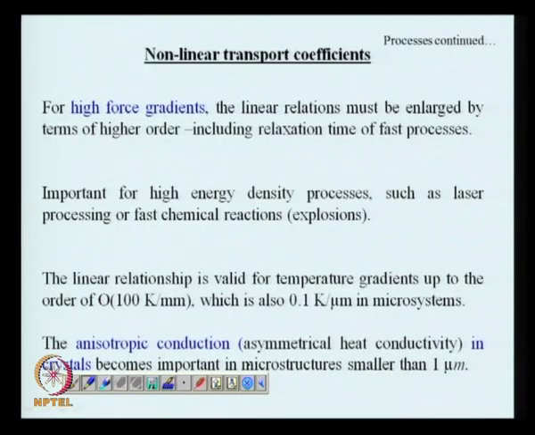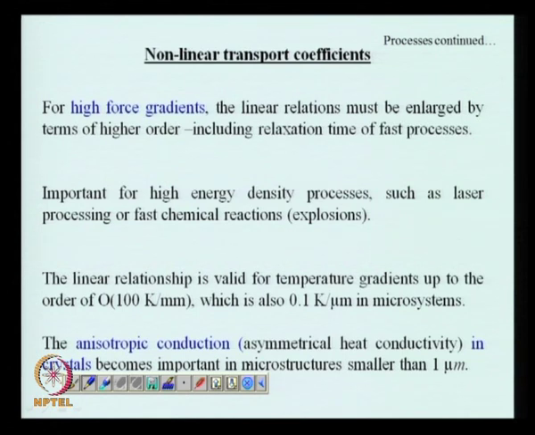So, any high energy density process such as laser processing or fast chemical reactions, for example, which may happen in explosions, you need to provide additional terms in the flux relation so as to explain the process. Now, we know that for a temperature difference of 100 Kelvin per millimeter, the linear relationship is valid. Now, 100 Kelvin temperature change over 1 millimeter is quite large.